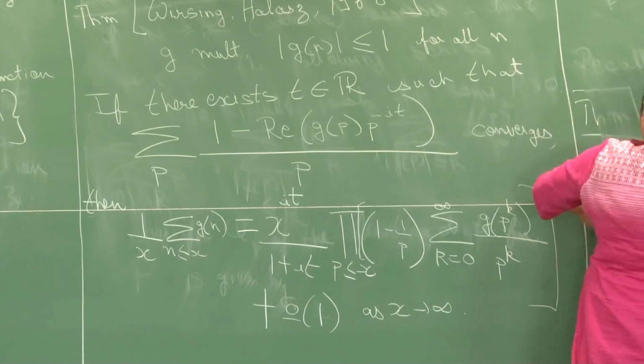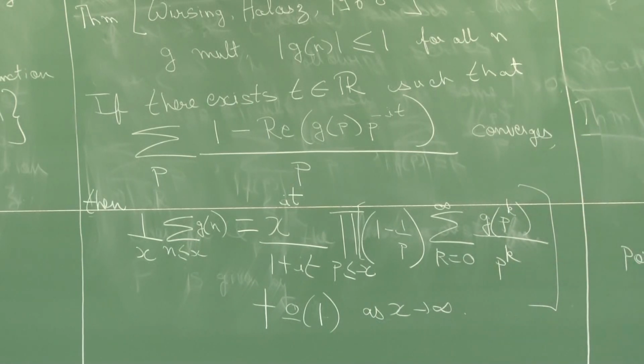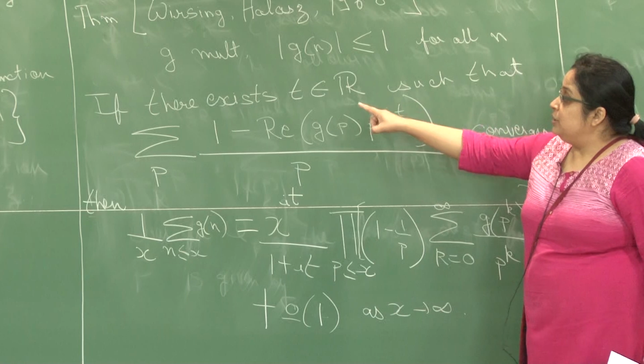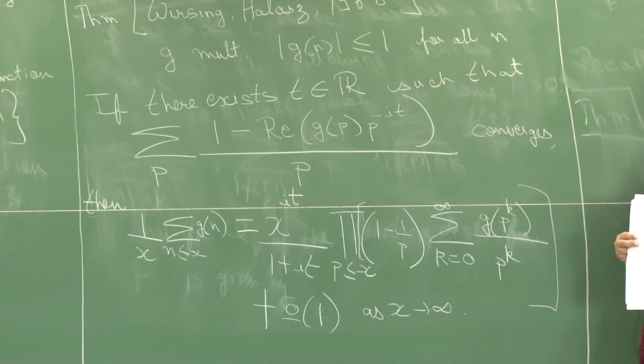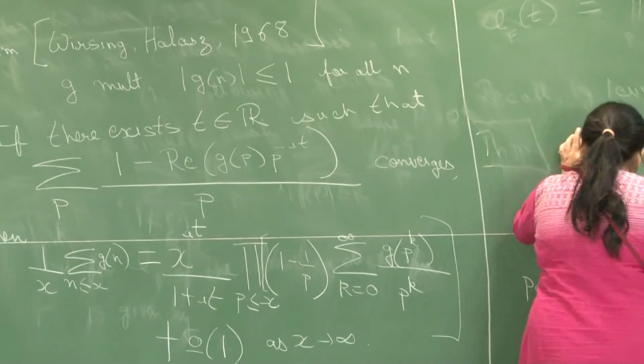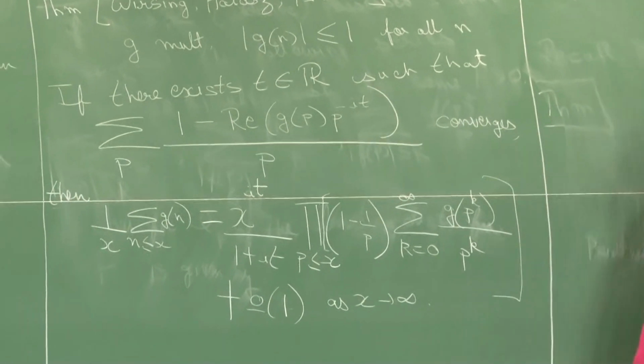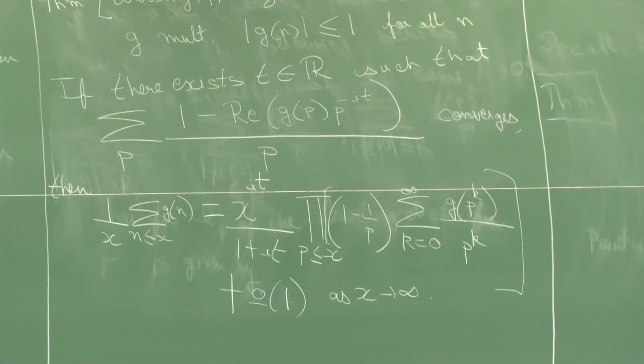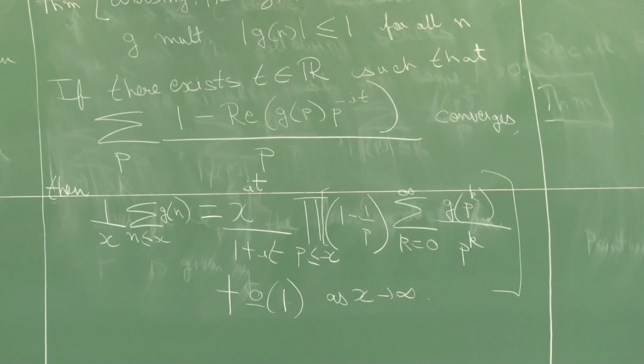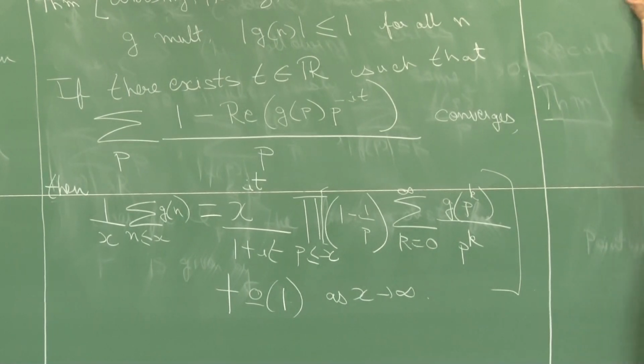The theorem that we had proved in the last couple of lectures can be interpreted as a special case of this theorem for t equal to 0. Okay. Now, if no such t exists, then what happens? This theorem answers that question as well.